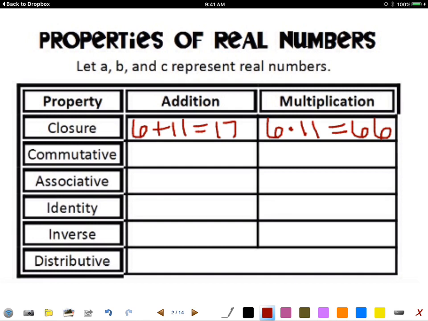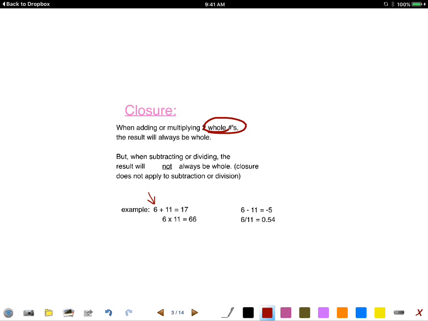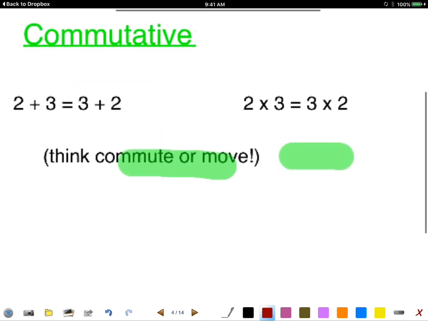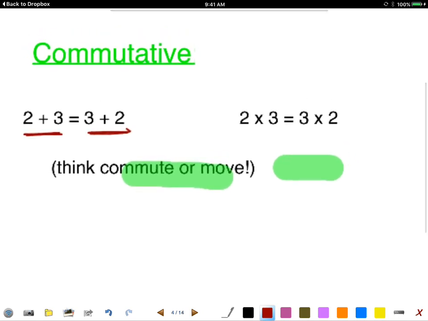Okay? The commutative property is the next property. Let's take a look at that. The commutative property looks like this. 2 plus 3 is equivalent to 3 plus 2. It doesn't matter the order because with addition, it's still going to be 5 either way. And the same thing with multiplication. 2 times 3 is the same as 3 times 2, which is 6. You can remember this moving of the digits by thinking of the word commute in commutative, to commute or to move. When they talk on the news about the morning commute, that means people driving to work, okay? And you're moving around.